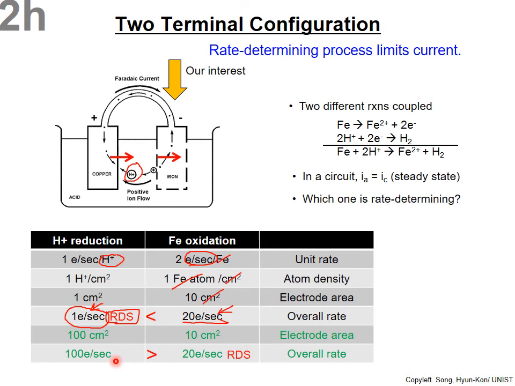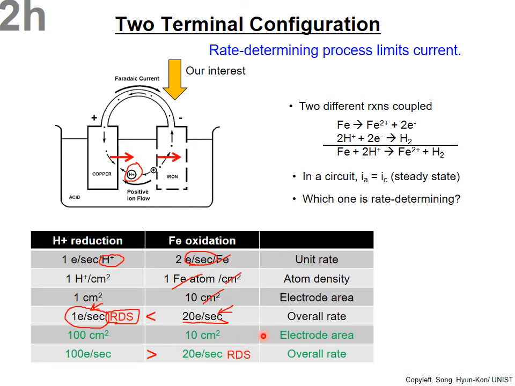So right now the rate of Fe oxidation at 20 electrons per second is smaller than the rate of proton reduction at 100 electrons per second. So the overall rate is determined by Fe oxidation, the value of which is 20 electrons per second. So right now, after you have increased the surface area of the copper electrode, you could measure the kinetics of iron oxidation. It's a very important concept.